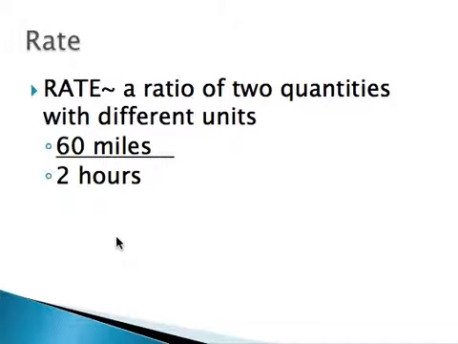A rate is a ratio of two quantities with different units. If you look, miles and hours are two different units. That is what we call a rate. It's still a ratio, we're still comparing things, but now we have two different units of measurement.